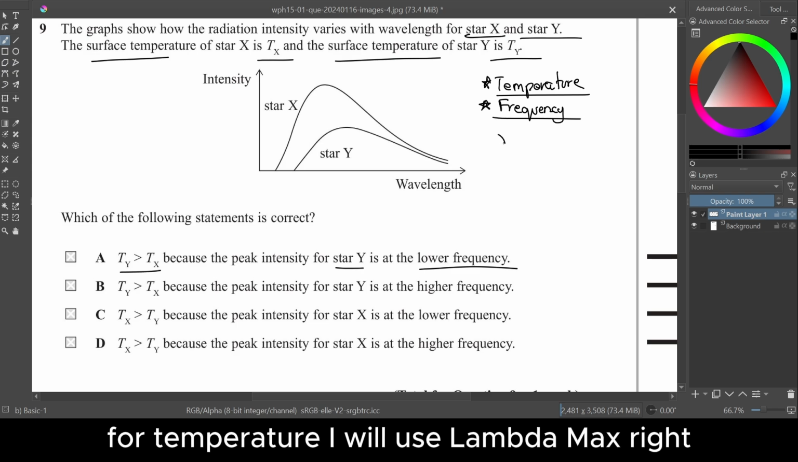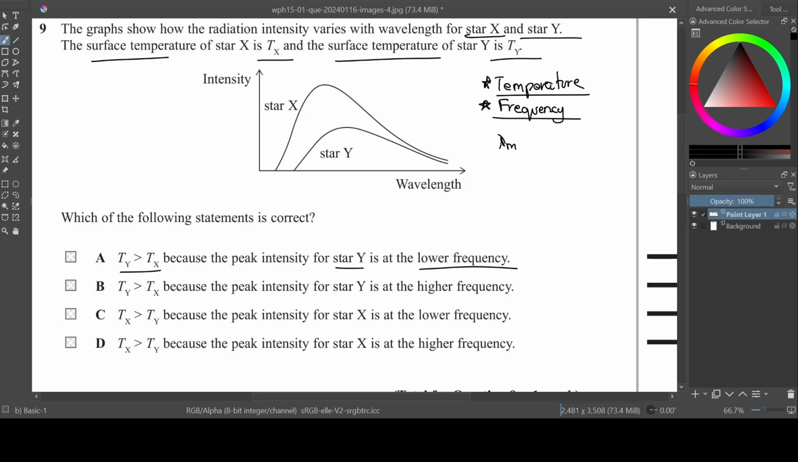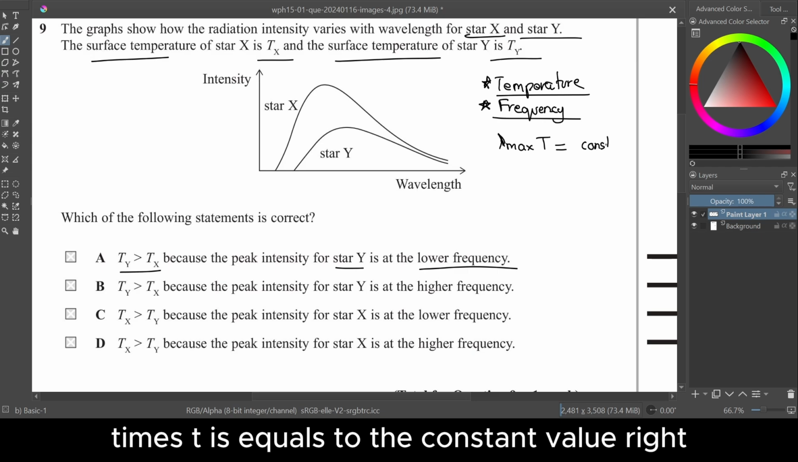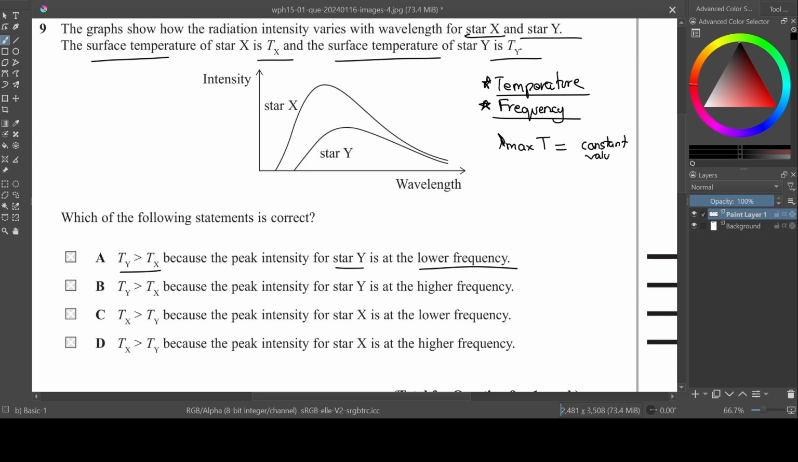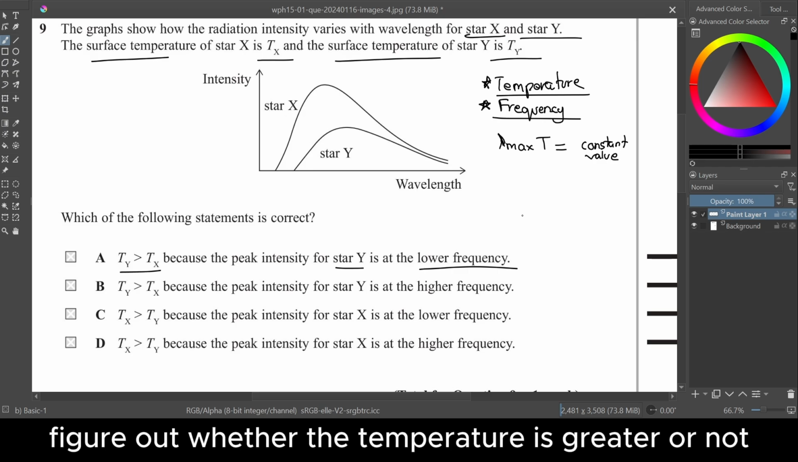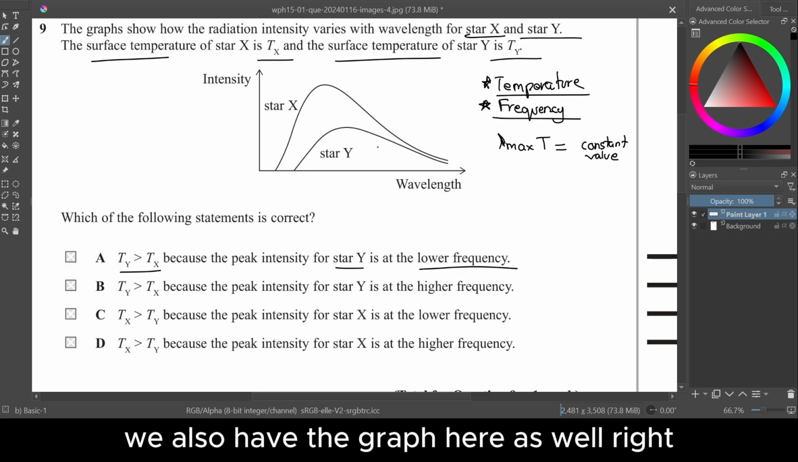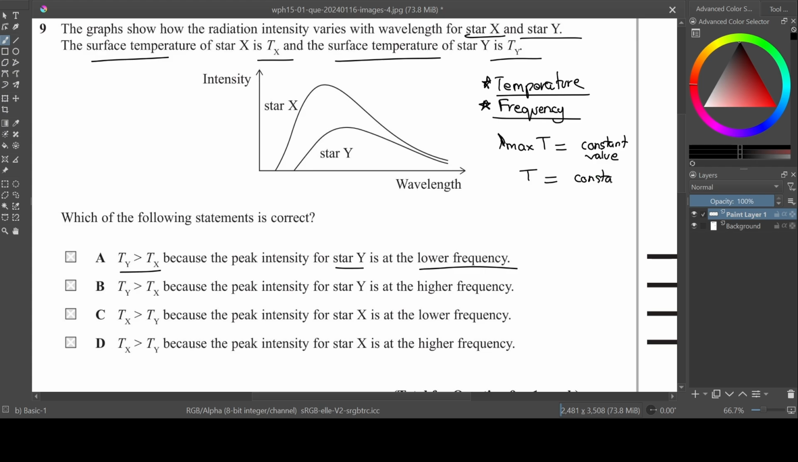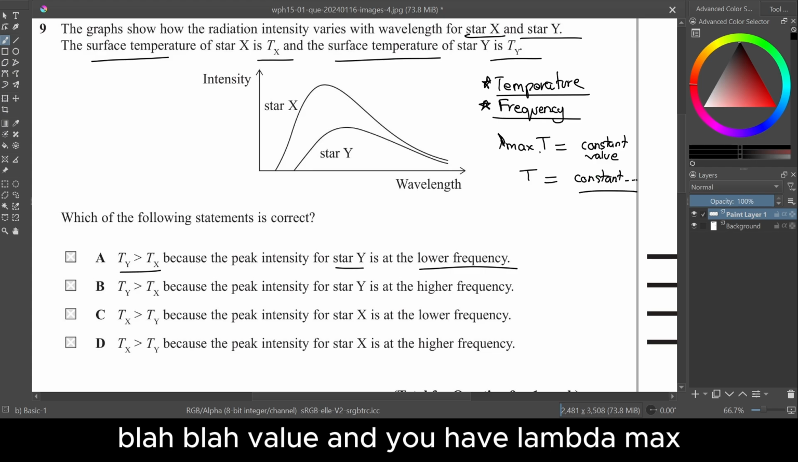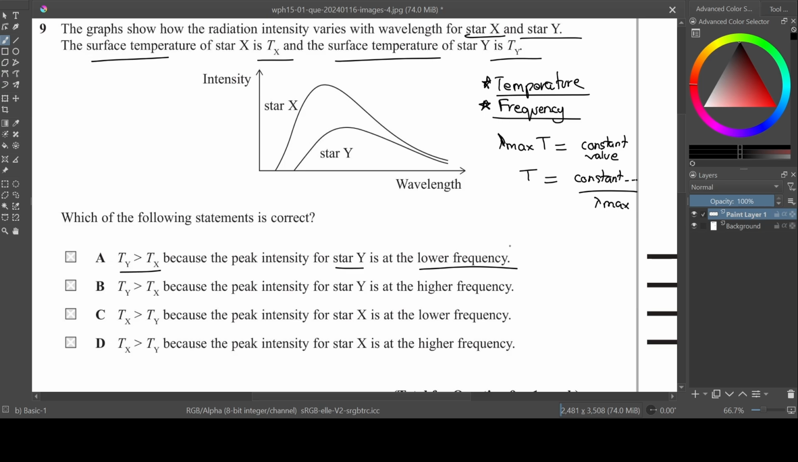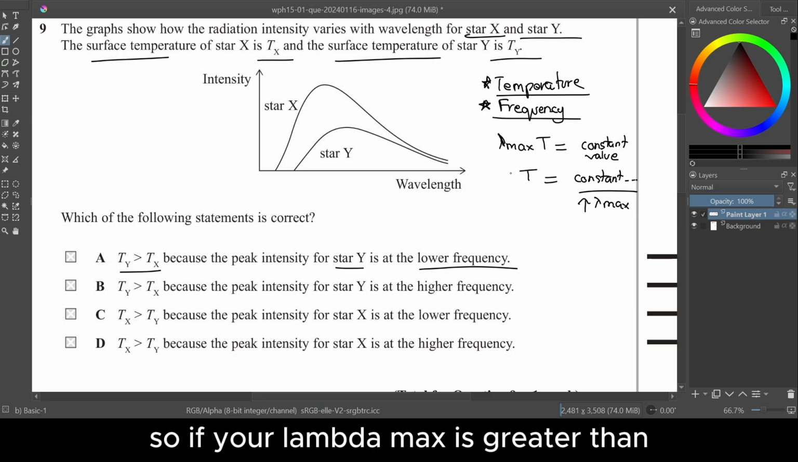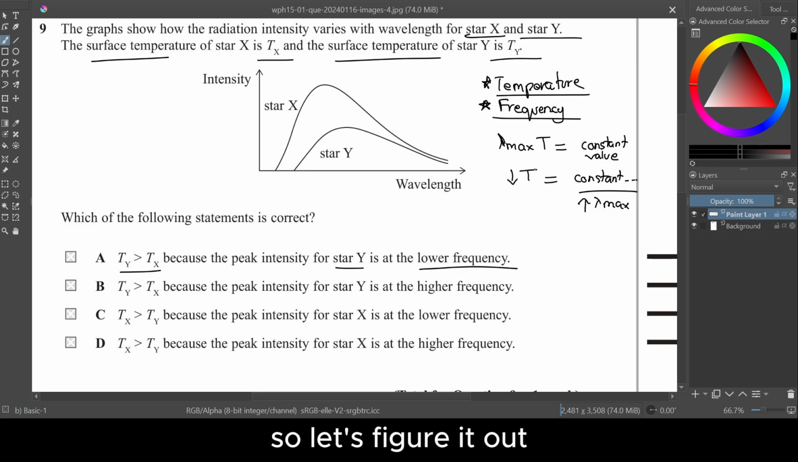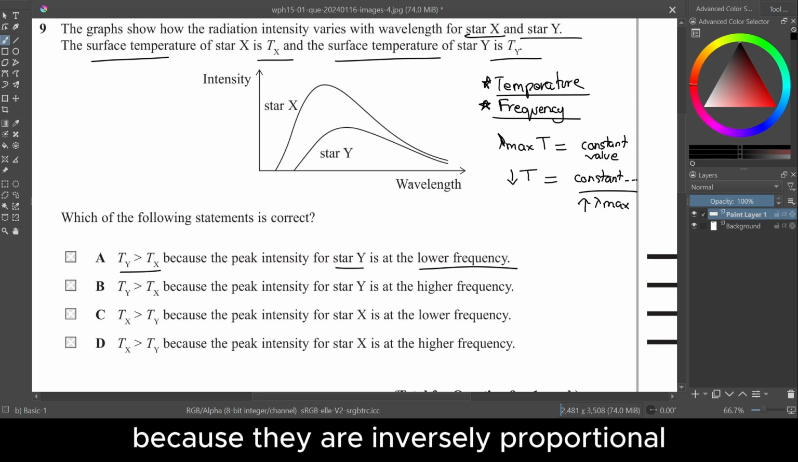For temperature, I will use lambda max times T is equal to the constant value, right? From this, we can actually figure out whether the temperature is greater or not. We also have the graph here as well, right? So if you shift the lambda max to the right side, it will be the constant value, and you have lambda max. So if your lambda max is greater, then your T value will be less, right? So let's figure out, because they are inversely proportional.